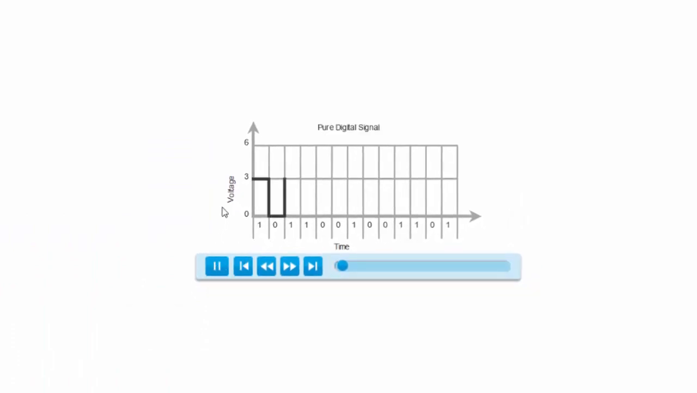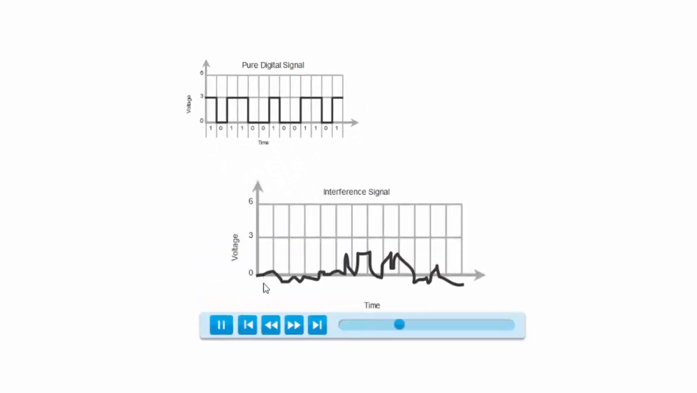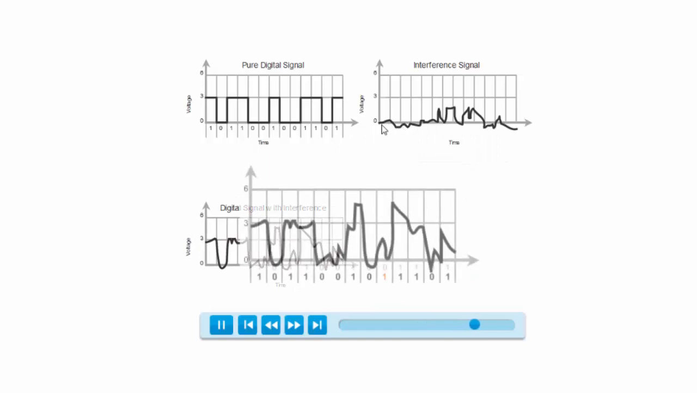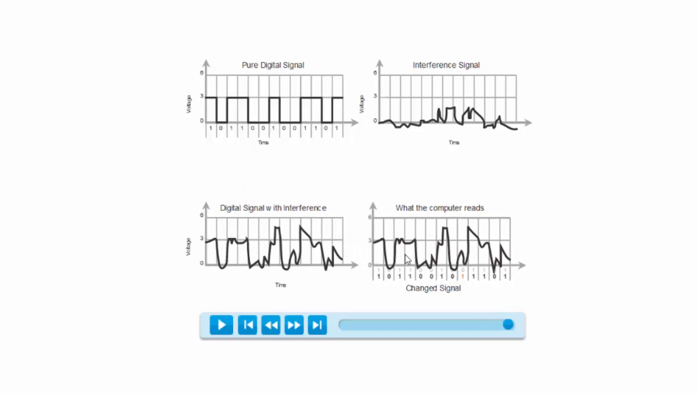So if we have a signal which looks like this, a pure digital signal, we see that there is an interference due to electromagnetic or radio frequency signals, which looks like this, in which case the digital signal will be affected and will look like this. And then finally, what we will receive at the other end is the original signal distorted or deformed by the interference signal. Due to this issue, some of the bits might actually change their value on the receiver side due to these types of interference.